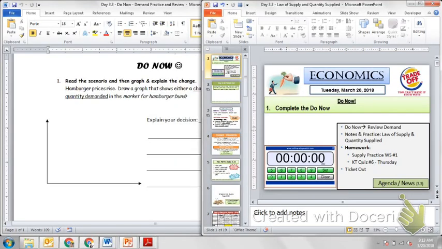Alright, today is day 3 for Unit 3. Our topics are the law of supply and quantity supplied. For your do now, you had a couple review exercises.